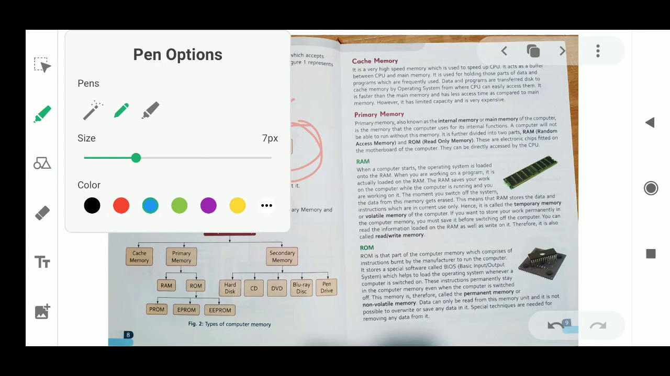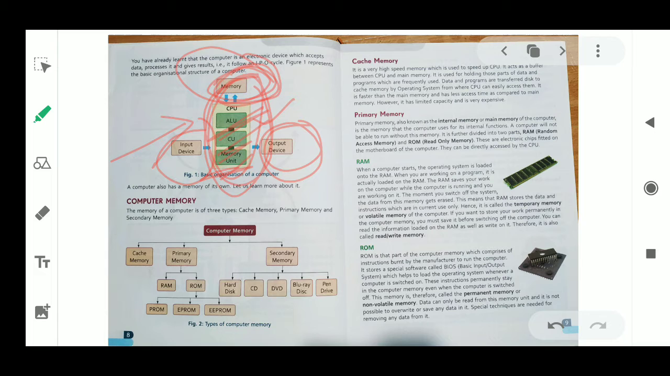This computer memory is divided into three parts. The first part we call cache memory, the second is primary, and the third is secondary. You can see in this architecture, this is first cache, second primary and third secondary.